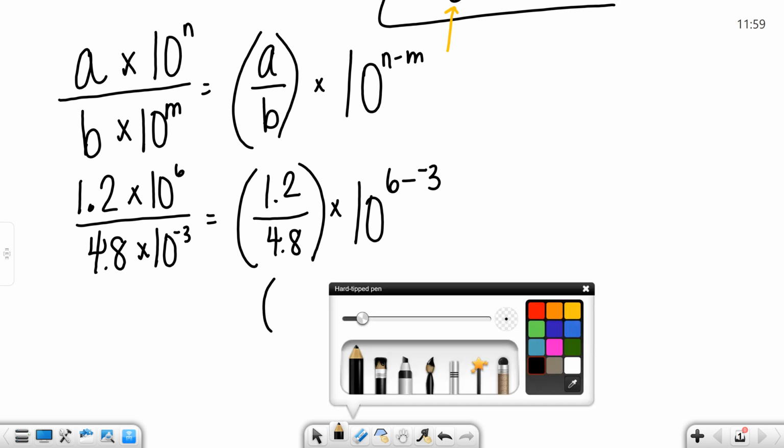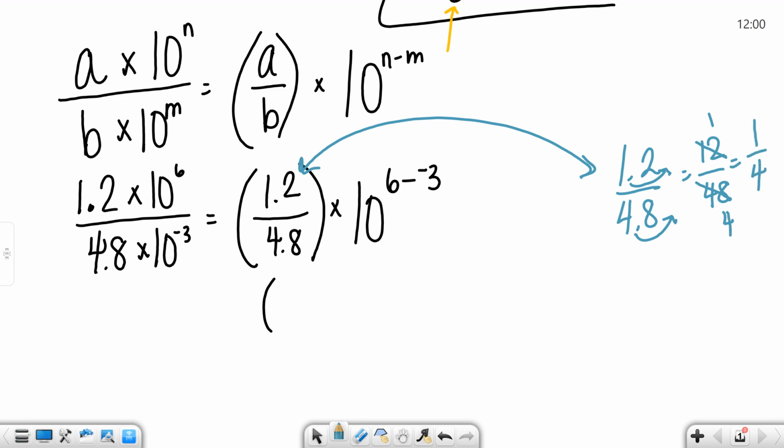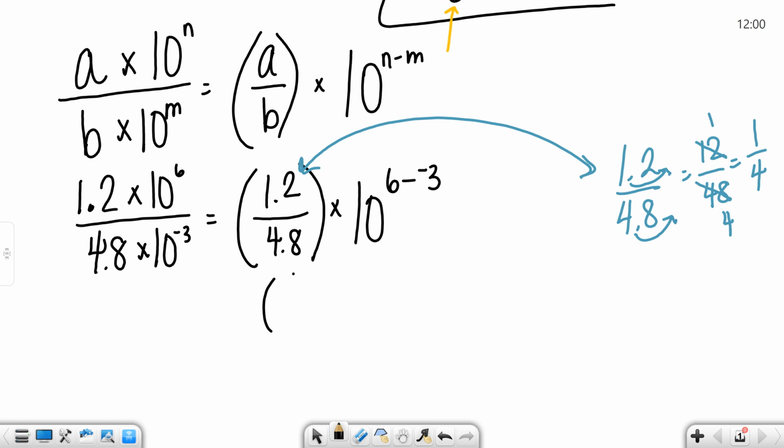All right. Now some of you may need a little extra help with this. So I'm going to do it off to the side over here. 1.2 divided by 4.8. If I move this decimal to the right once, then I do the same thing here. And I get 12 over 48. Now I know 12 goes into itself once and it goes into 48 4 times. So this is really the fraction 1/4. So 1.2 divided by 4.8 is 1/4 times 10 to the, and you've got this little minus negative. Remember, we changed that to a plus, so this would be a 9.